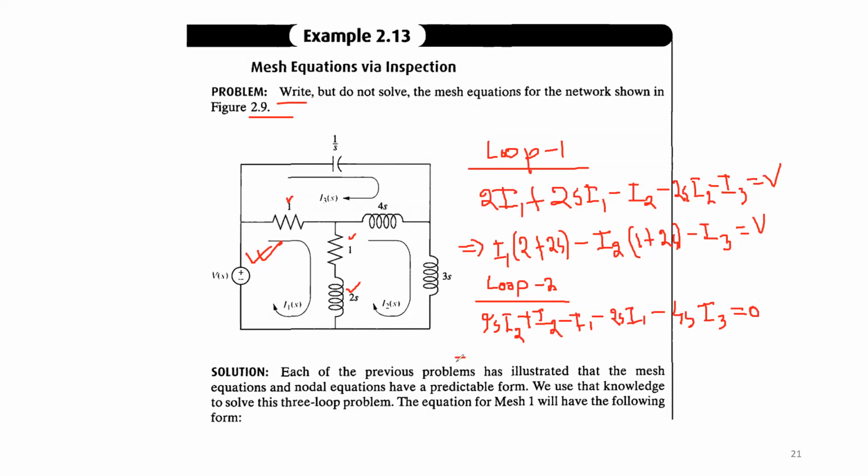Now if you rearrange this one, then what you get? If you take common I1, then it would be minus 1, minus 2s. That is the I1. Then take the I2. The coefficient of I2 would be 1 plus 9s. And the coefficient of I3, minus 4s. That is the second equation. First equation, second equation.